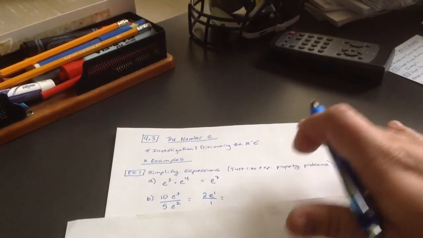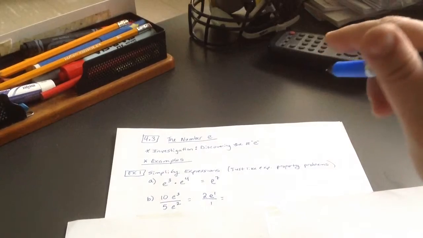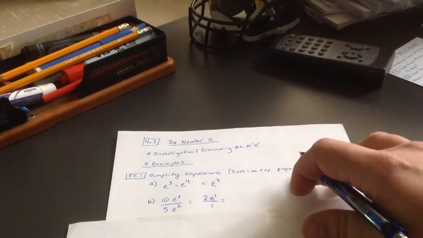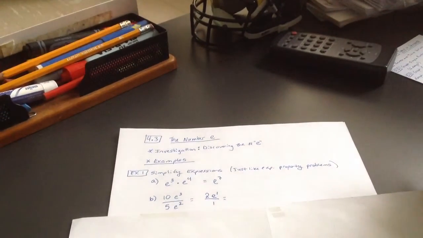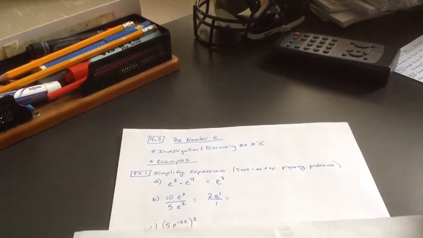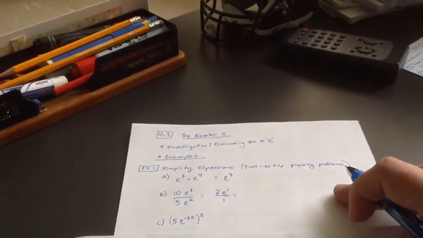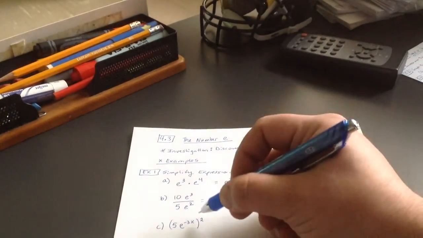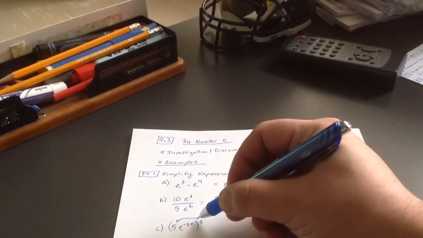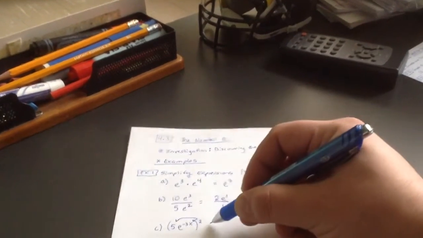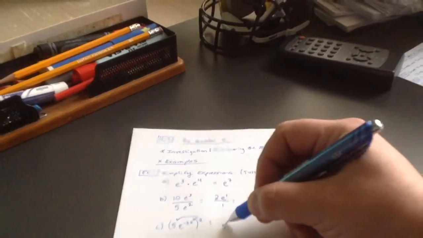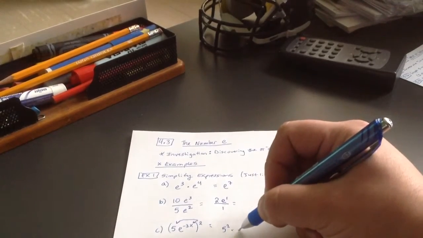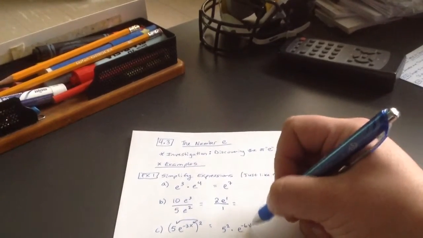And what we have here is our final answer. There's nothing left on the bottom, and we're done. For this one, when we pass out our exponent of 2 to each thing, we have 5 to the second power times e to the negative 6x.